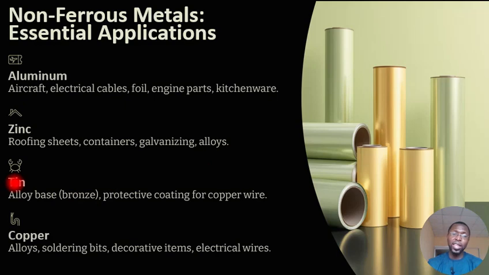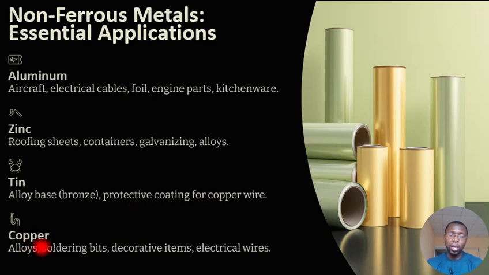And then we have the tin non-ferrous metal. By the way, when we say non-ferrous metal, we mean metals that do not have iron in them. So the tin is used for making alloy base such as bronze. We also use the tin for protective coating, and we use it for protective coating for copper wire. So tin is used in coating copper wire so that it does not easily wear off.